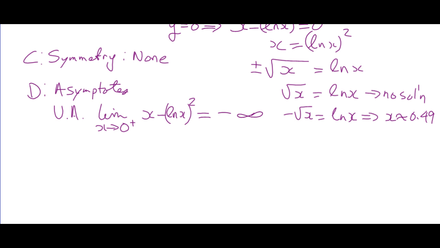Okay, asymptotes. Horizontal asymptote. Is there one? No, I mean as x goes to infinity, ln x is just going to get really large and then be squared. So none.